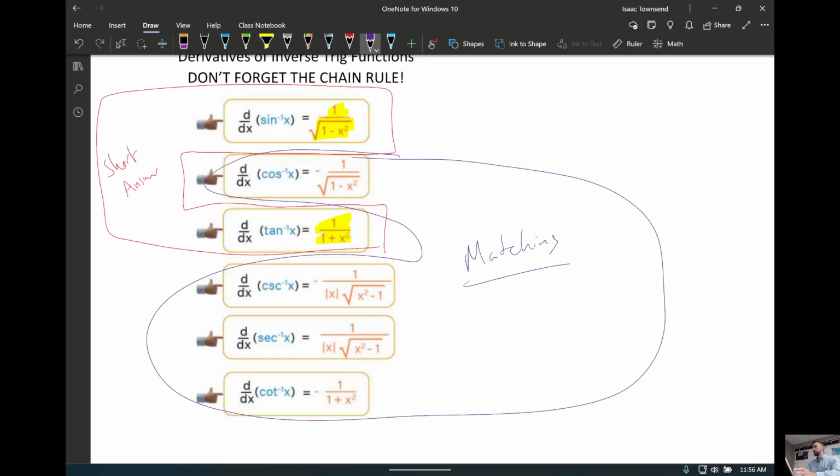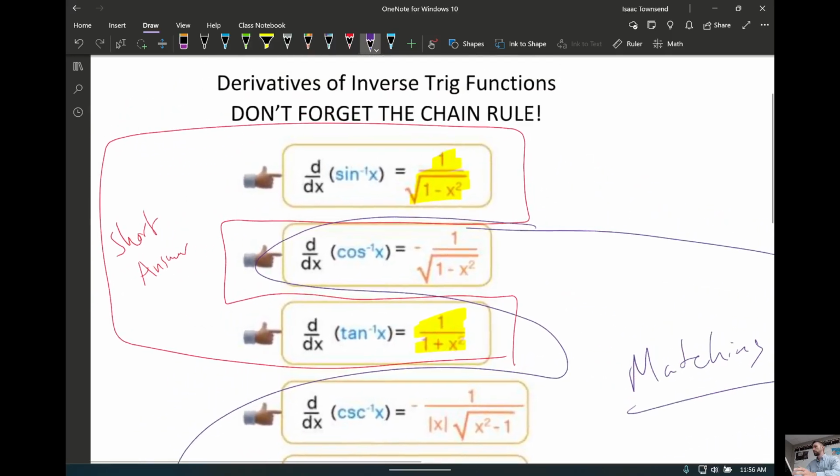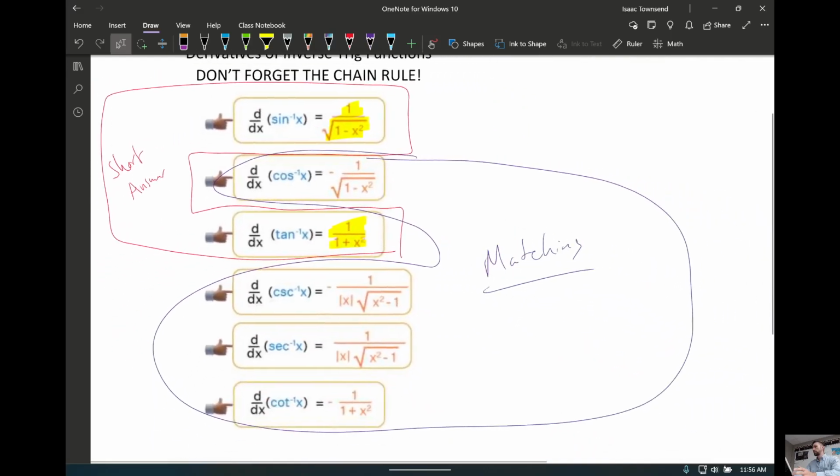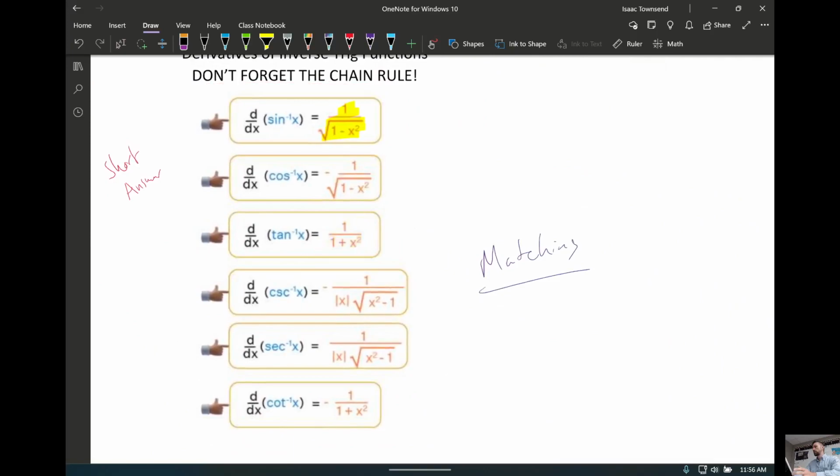Now, there is a lot of pattern between these. Now, again, if you want to be 100% sure you get all of these right on the AP exam, I guess you have to memorize all 6. But based on released stuff, it is almost always inverse tangent, occasionally inverse sine, and almost never any of the other 4. But there are a couple quick things that you can take note of.